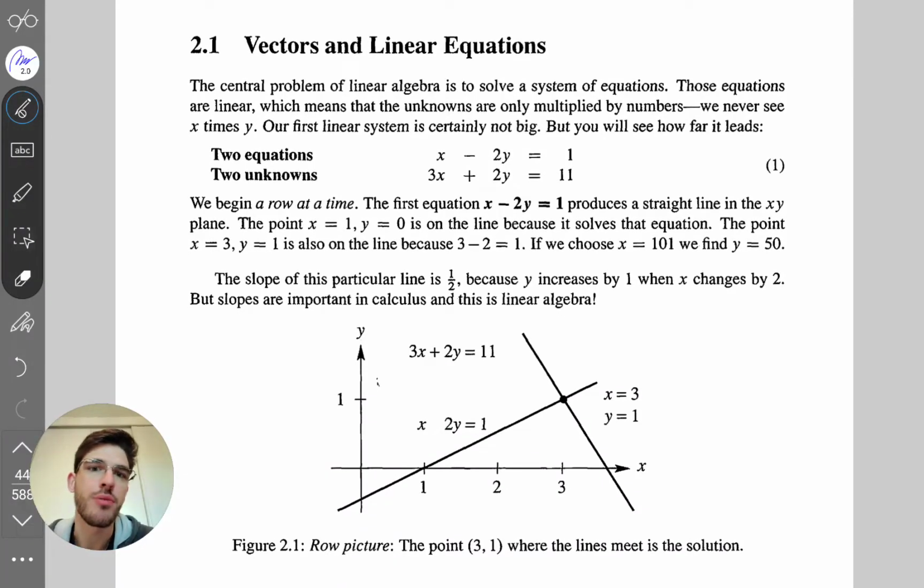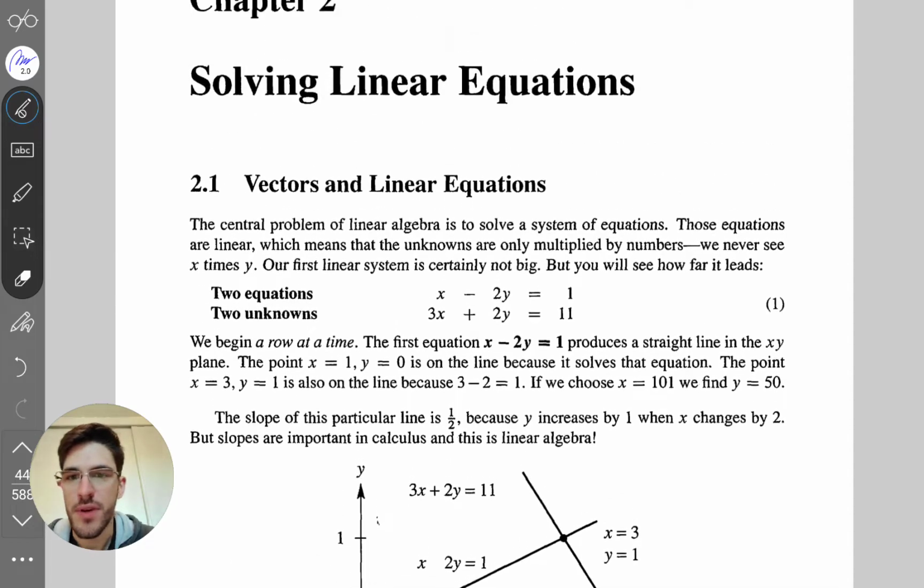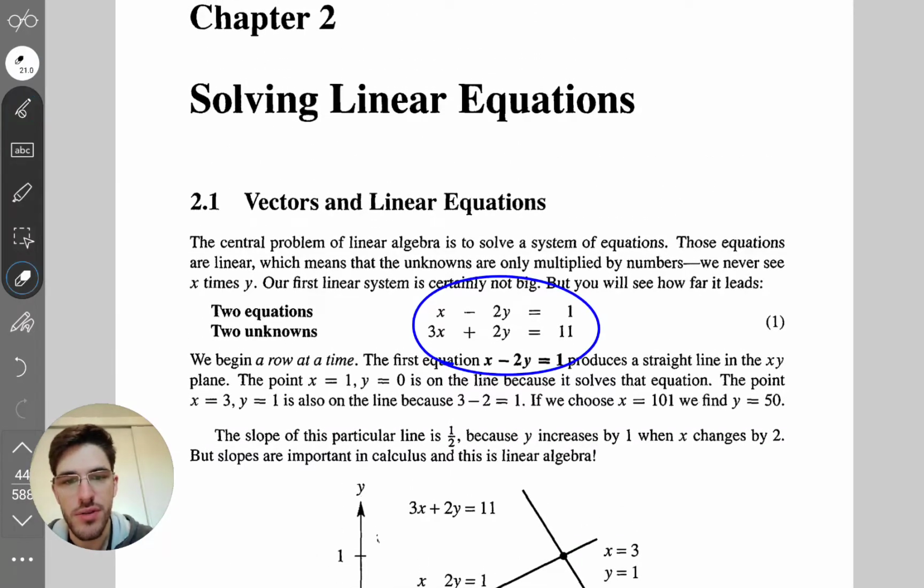The central problem of linear algebra is to solve a system of equations. Yes, and indeed, what we do in graphical linear algebra is not just equations, it's systems. Indeed, we have many of them at the same time. All right, two equations, two unknowns. Let's write this one.